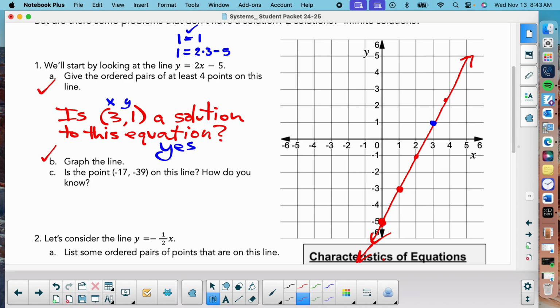Does anybody know how we would check that point? Literally how Ava told me to do that point? Plug it into the equation. Now, you would need a calculator because those numbers are kind of crazy large. Well, teens aren't really crazy large, but we'll pretend. So you would plug -17 and -39 in to see if it would work. Now, we've got -39 equal to 2 times -17 minus 5. I'll just tell you that 2 times -17 is -34. -34 minus 5 is -39.